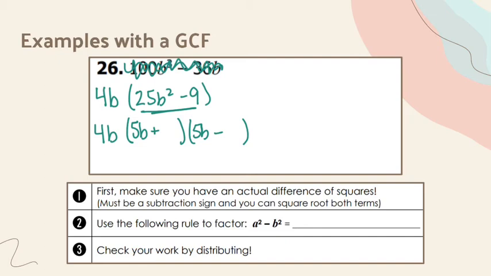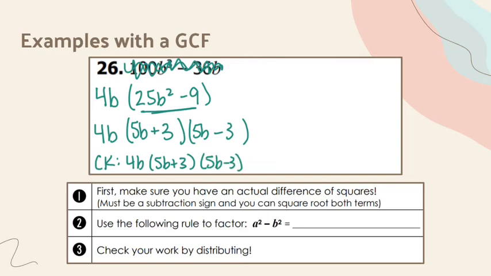The square root of 9 is 3. So that's our second term. So this is the answer that we're going to check. And it's a little more complex than the ones we've done before. So 4b times 5b plus 3 times 5b minus 3.